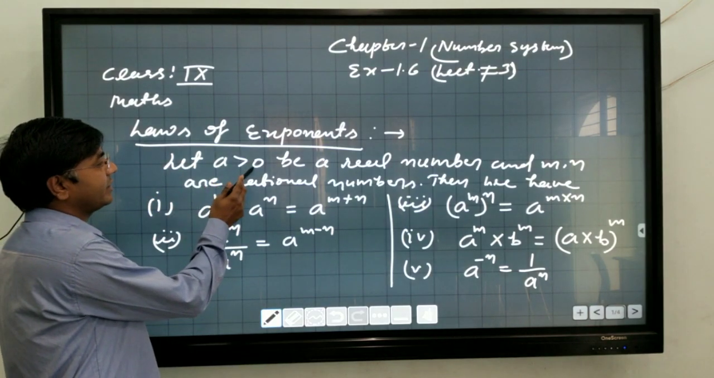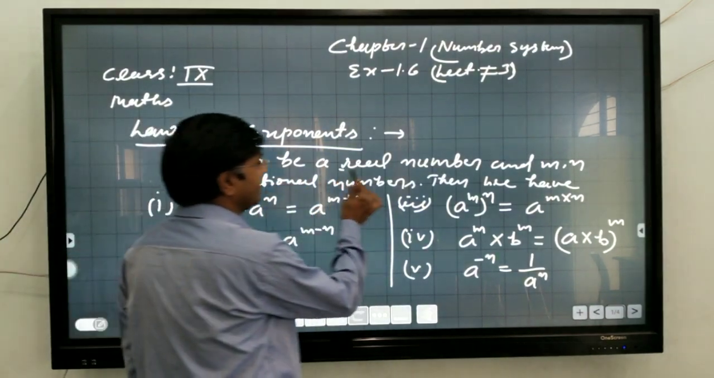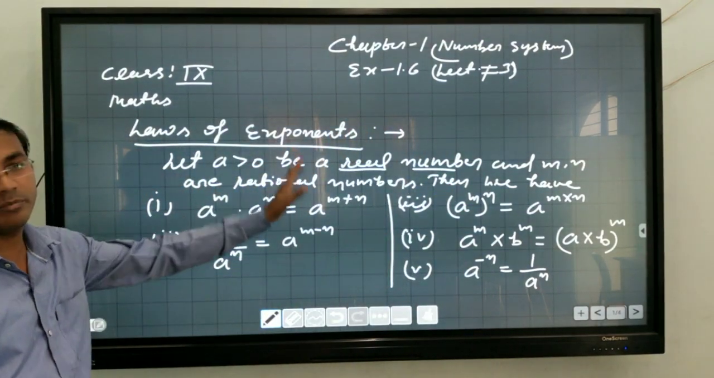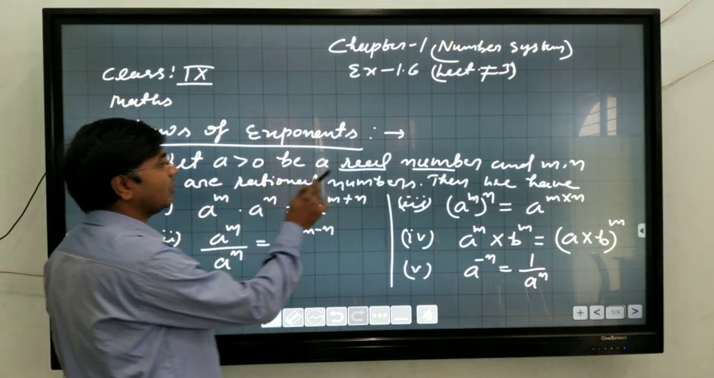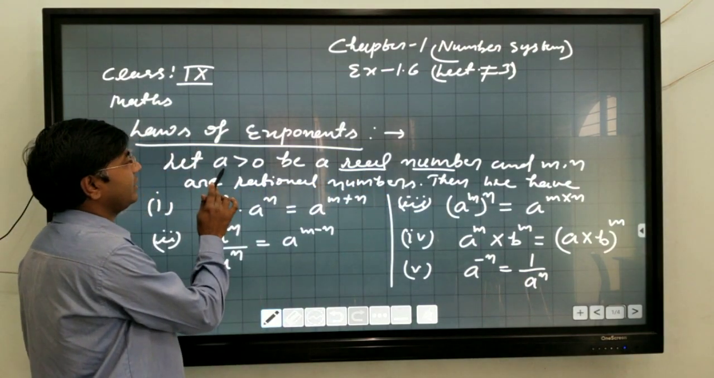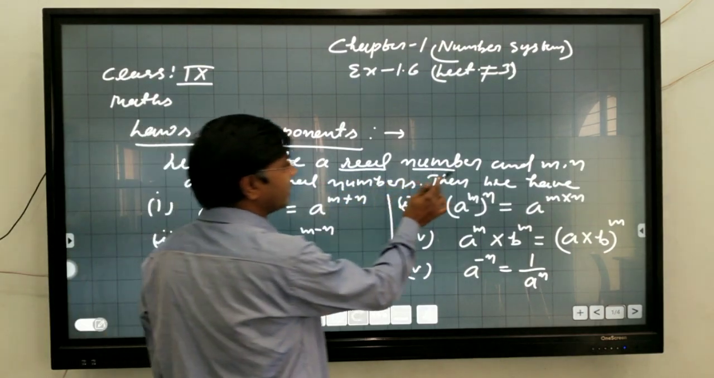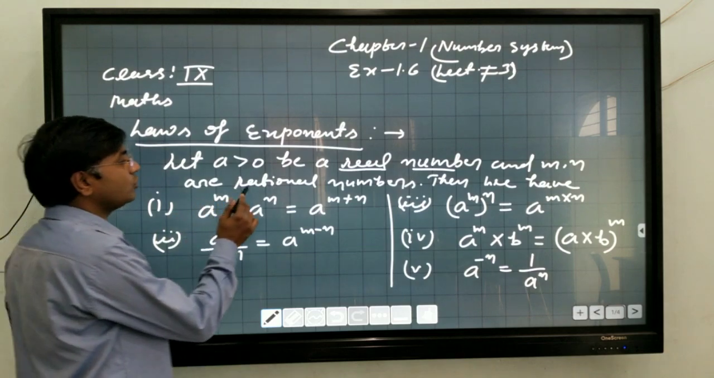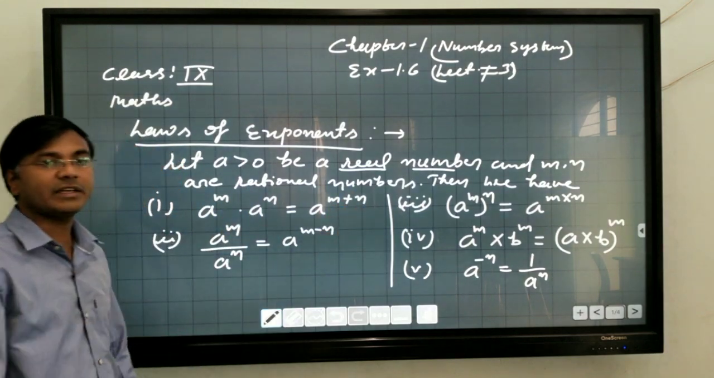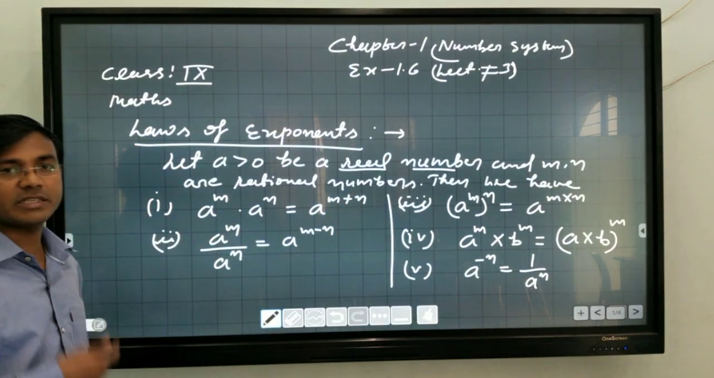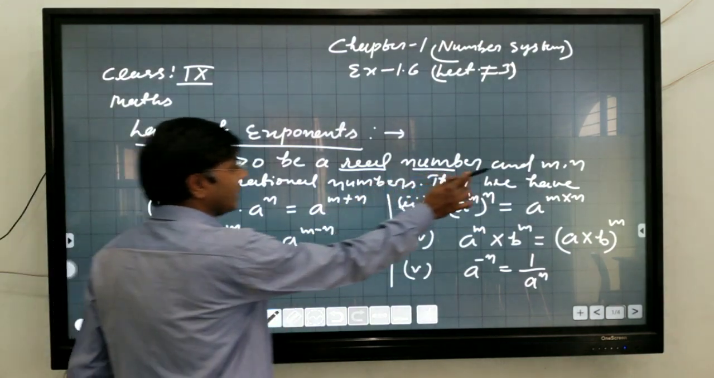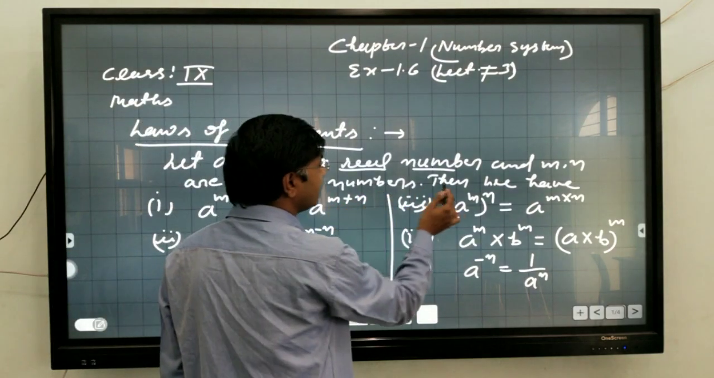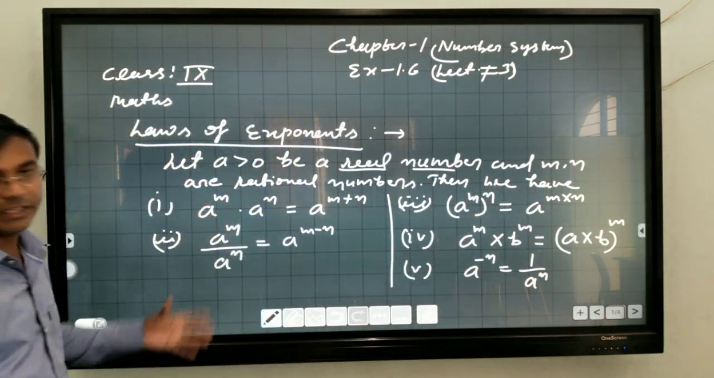Let a be greater than 0, b a real number. We were studying natural numbers there in class 8; here we are studying real numbers. So let a be greater than 0, b a real number, and m, n any two rational numbers. We were studying integers only there, so now integers have been extended to rational numbers. So m and n are what? Any rational numbers. Then we have the following rules.